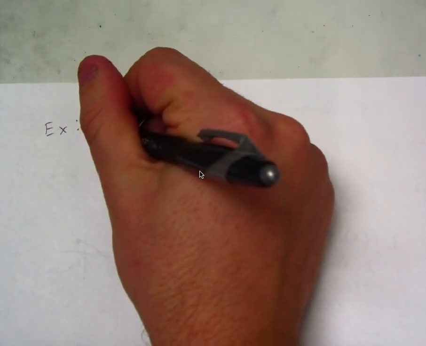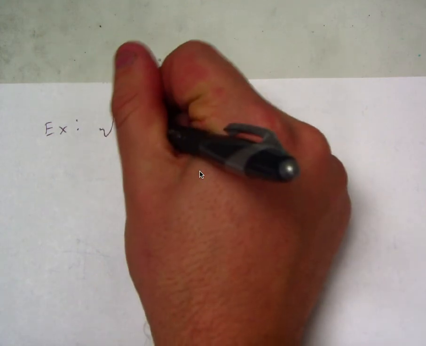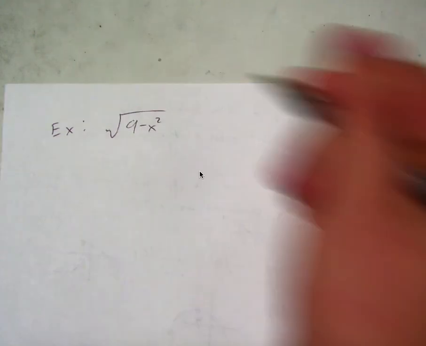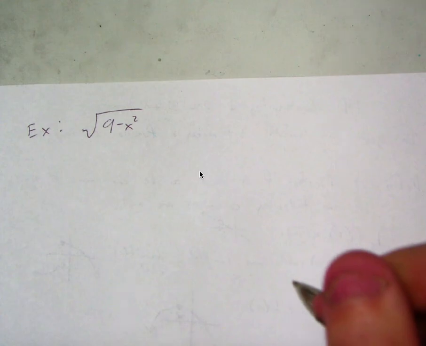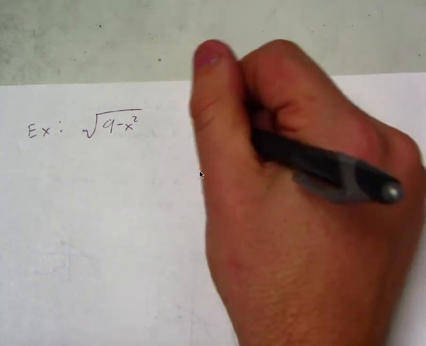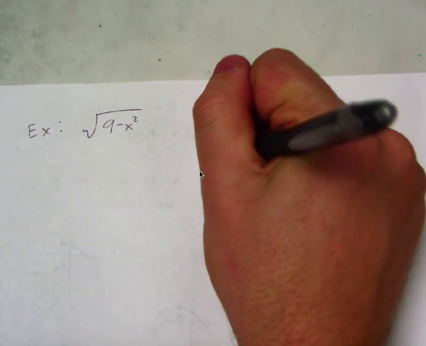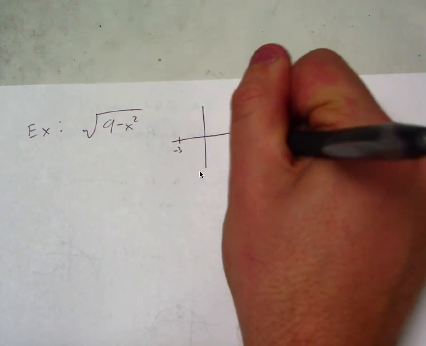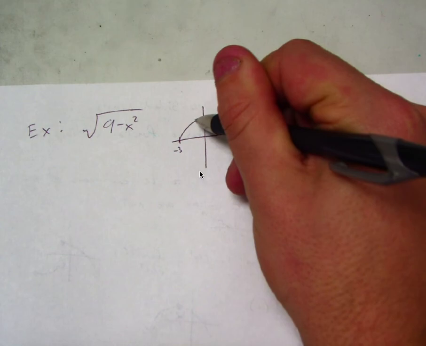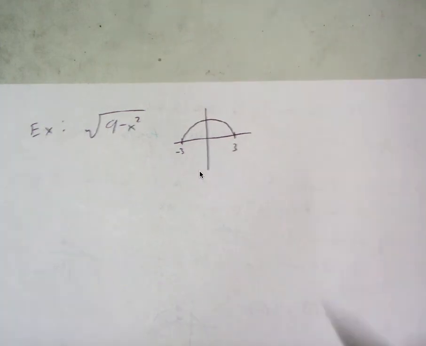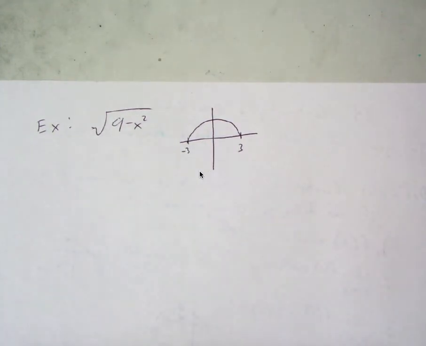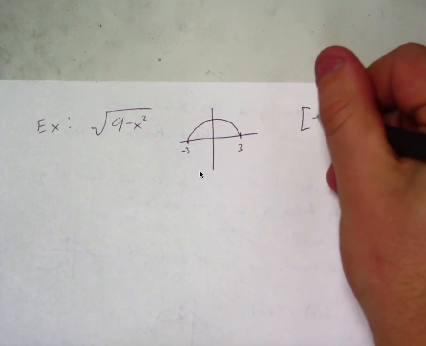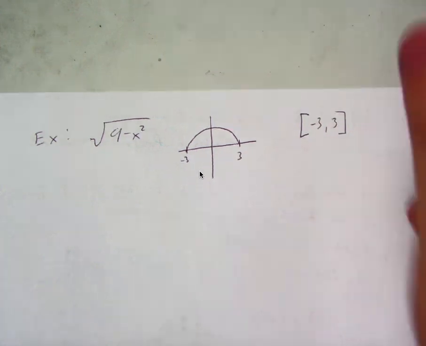We have some function, let's call it square root of 9 minus x squared. And this is going to be a semicircle, the top half of a circle, from -3 to 3. So our closed interval is -3 to 3. That's what we're talking about here.